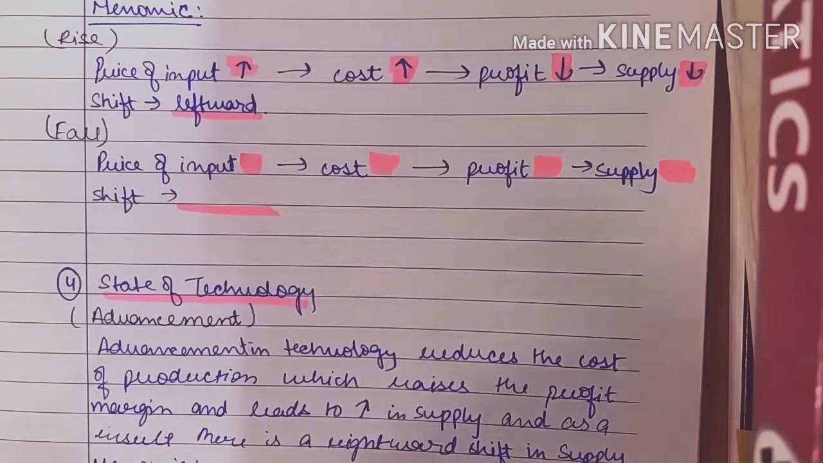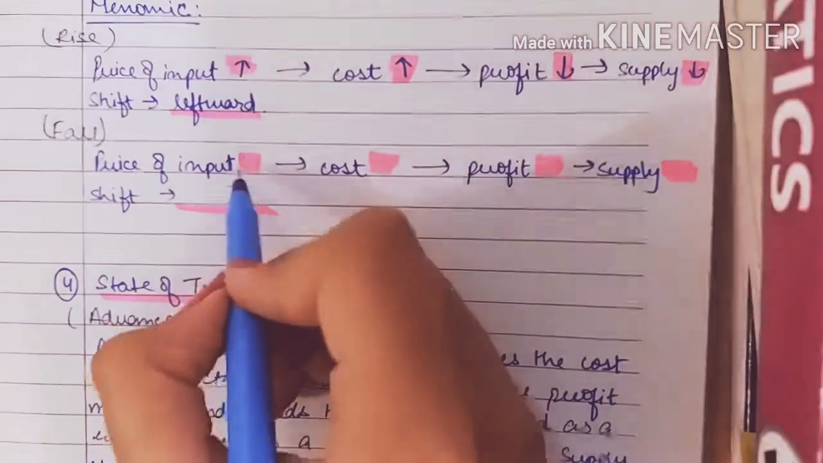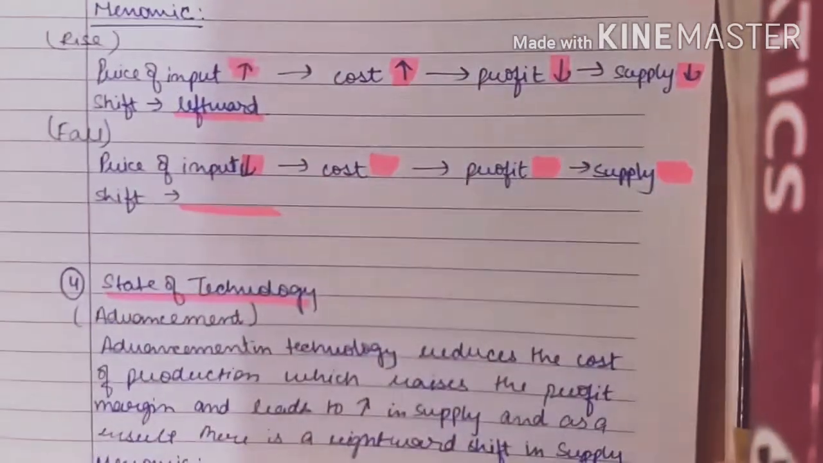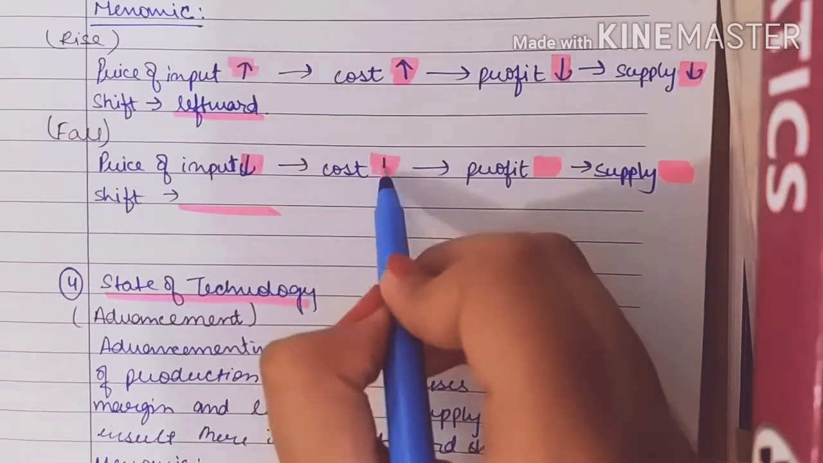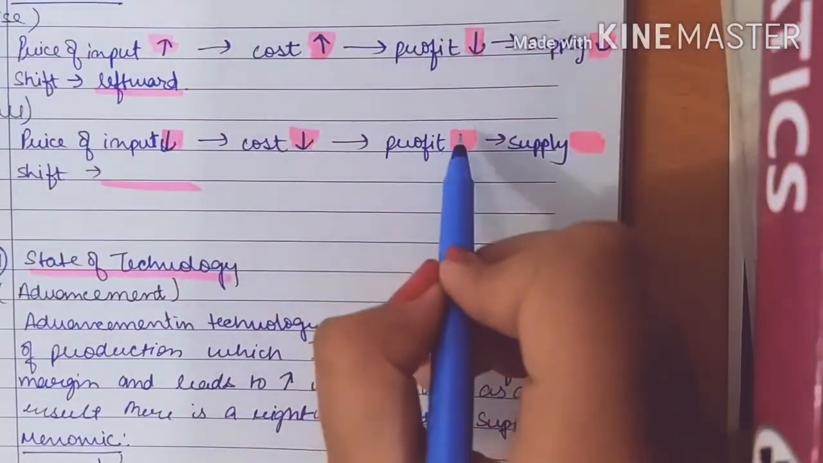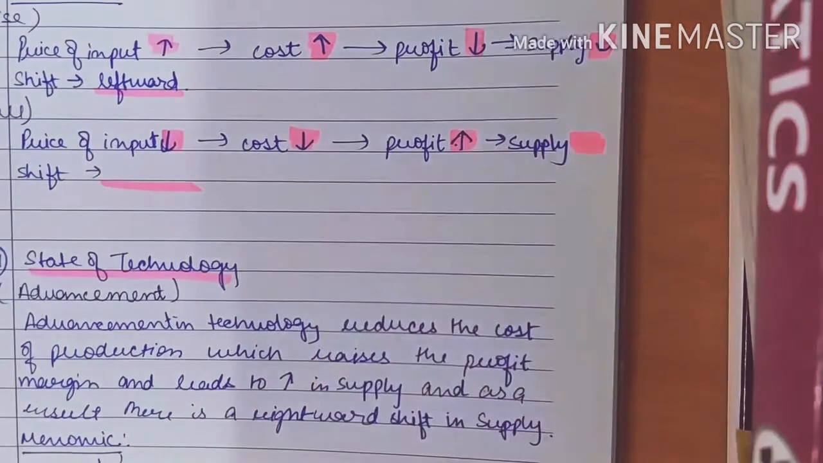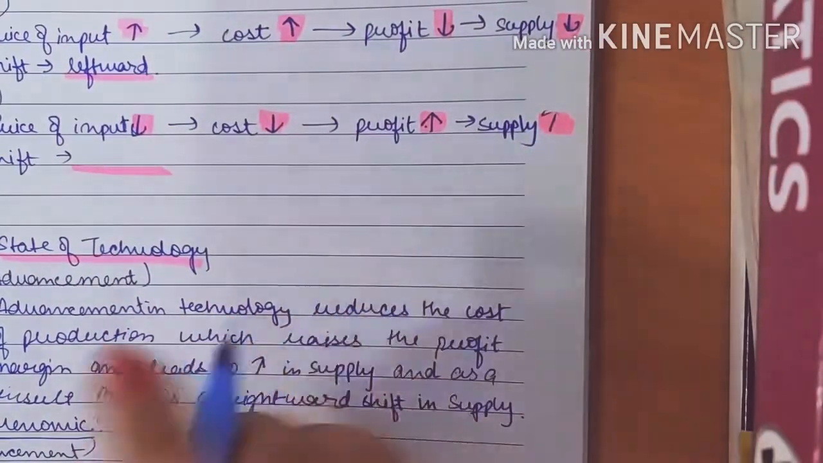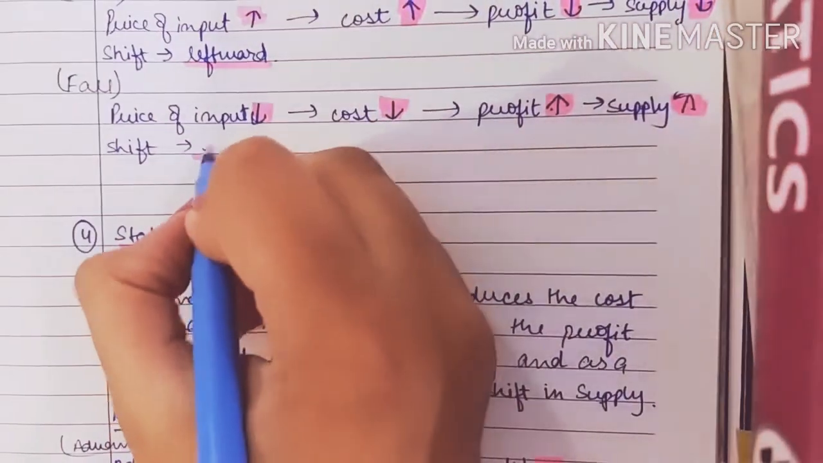I want you to fill these blanks. Price of inputs decrease or reduce or fall. Then the cost will fall, profit will fall or increase? It will increase, and supply will increase. Hence, there will be a rightward shift.